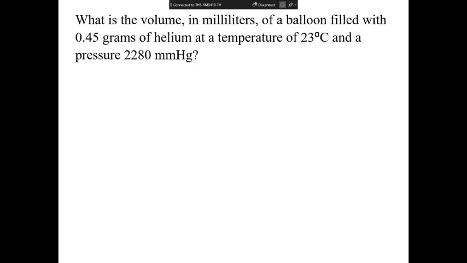It says, what is the volume, and they want an answer in milliliters, we'll have to deal with that at the end, of a balloon filled with 0.45 grams of helium at a temperature of 23 degrees Celsius and a pressure of 2,280 millimeters of mercury. All right, well, let's just do the same thing we were doing before. We're doing ideal gas problems, so we're going to deal with PV equals nRT. List what we know, figure out what we're solving for, and then go from there.